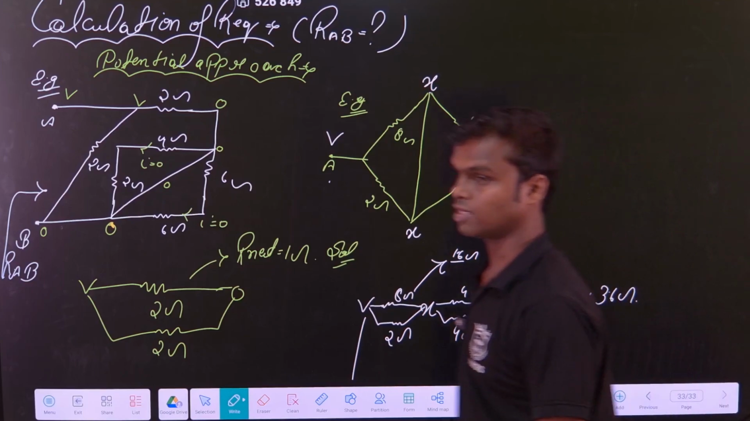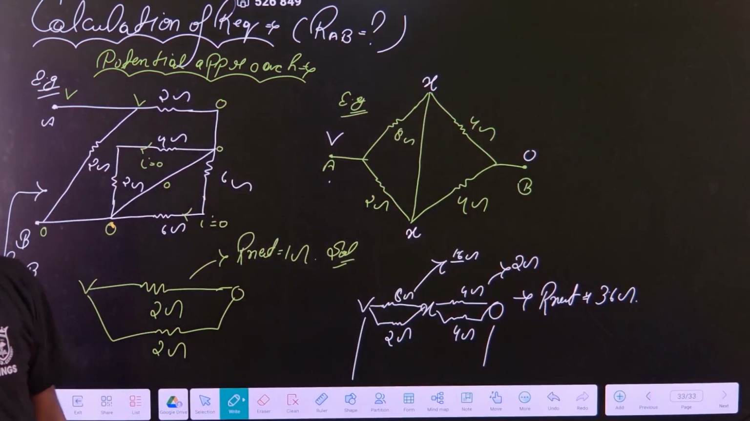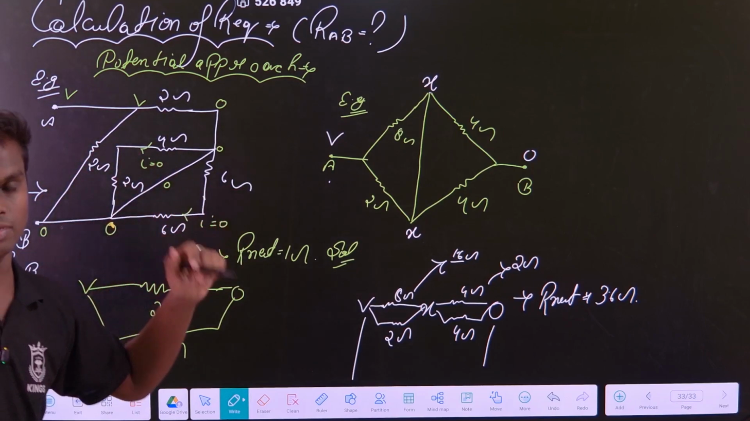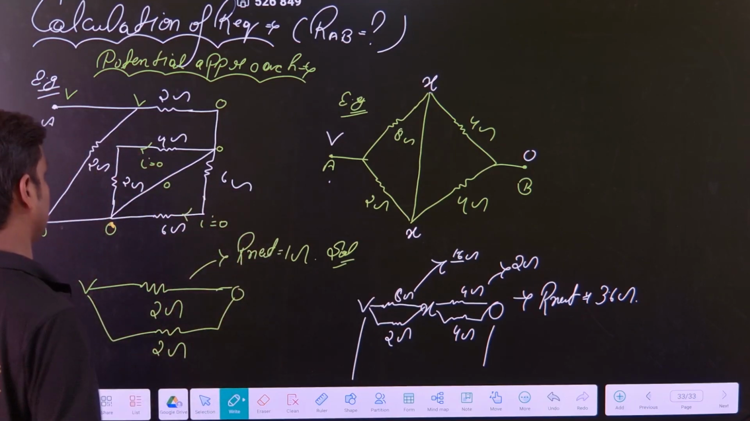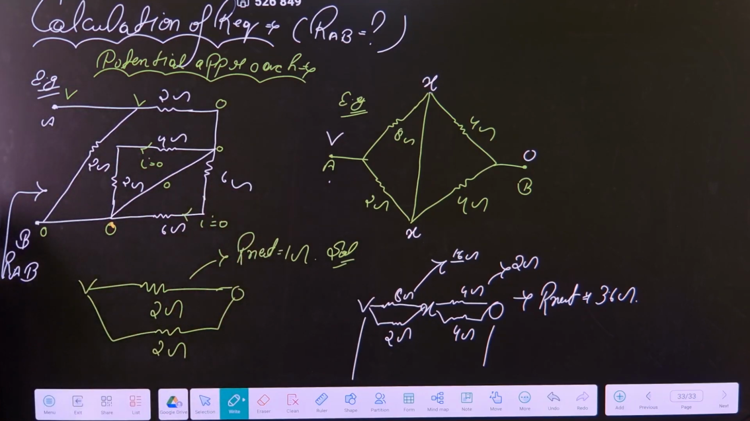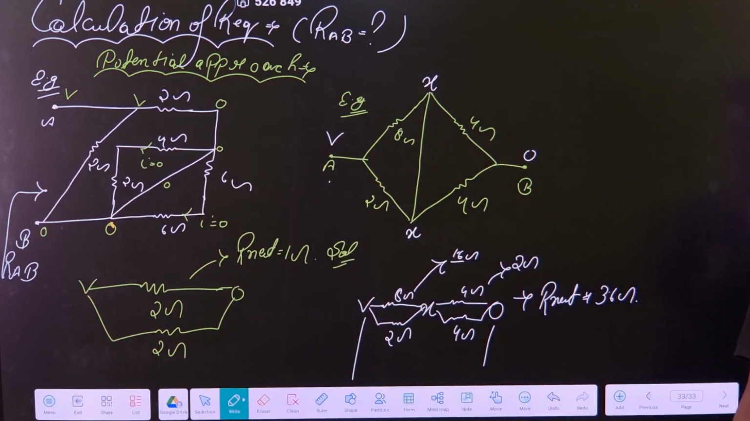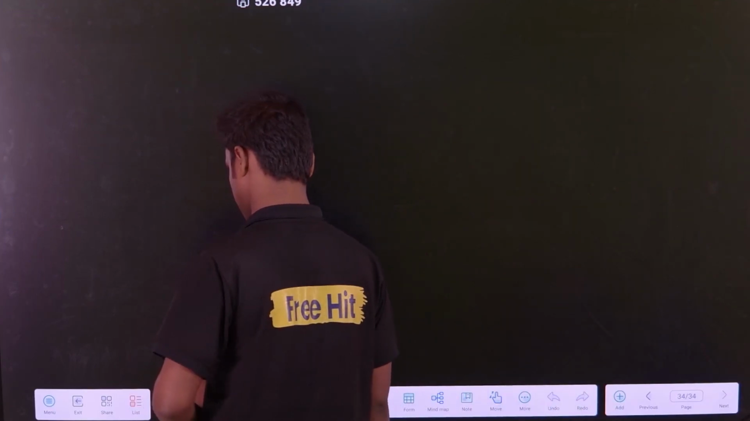Are you getting my point? So that is called the potential approach. Just start writing the potential. That is similar to what we do in circuit theory. That is the same thing. I hope it is clear. Please note it down. Completed? Let's take one more example.